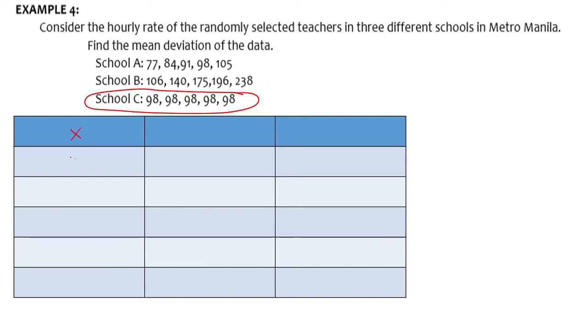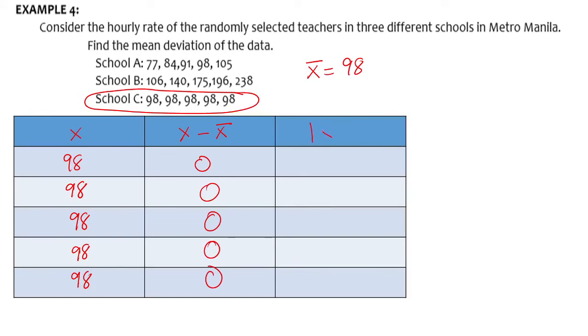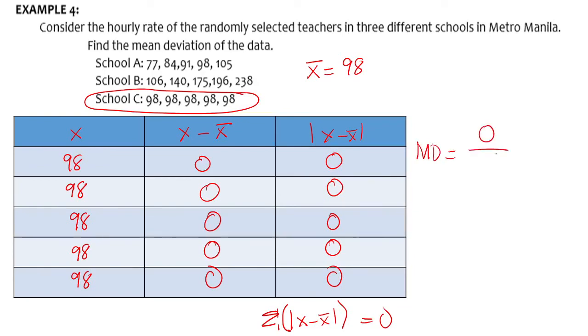So we have x here, 98, 98, 98, 98, 98. So the mean is simply 98, right? Then you have x minus the mean. This is 0, 0, 0, 0, 0. The absolute value is still 0, 0, 0, 0, 0. The summation of the absolute value is still 0. So the mean deviation is equal to 0 divided by 5, which is equal to 0.